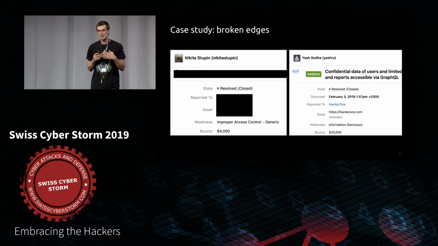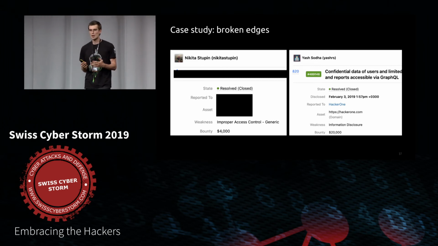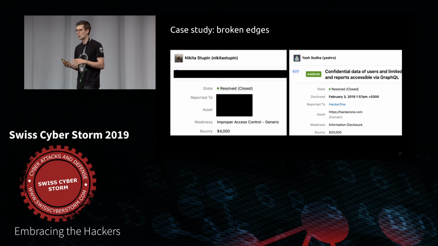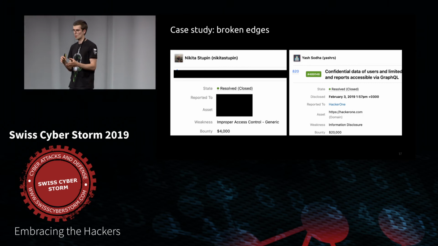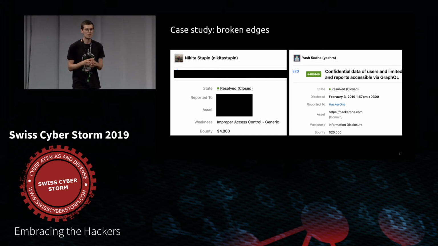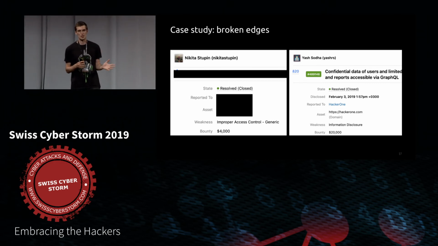Most access control vulnerabilities in GraphQL are relatively similar to those in REST APIs. The main difference is what tools you use to find them, but there is also a small subset of these vulnerabilities which I call broken edges. And what does that mean?